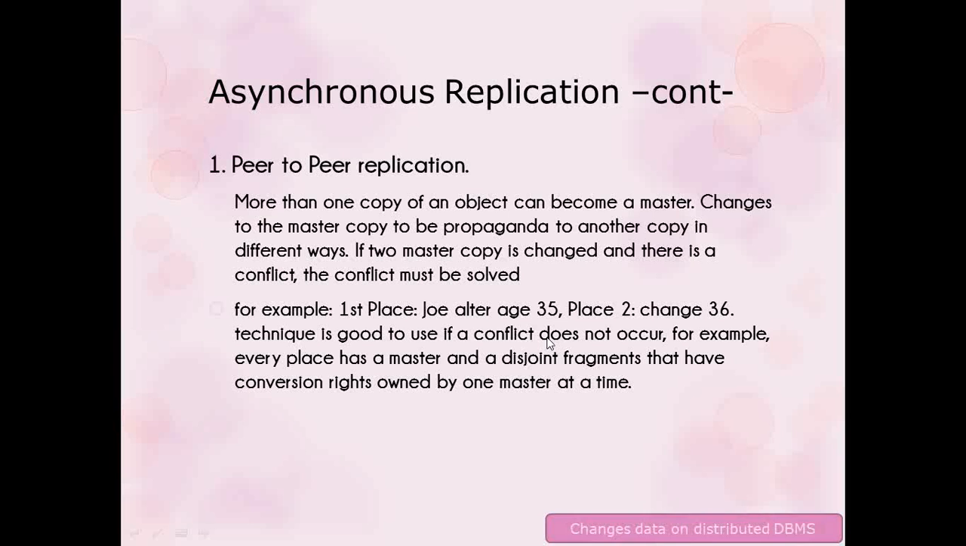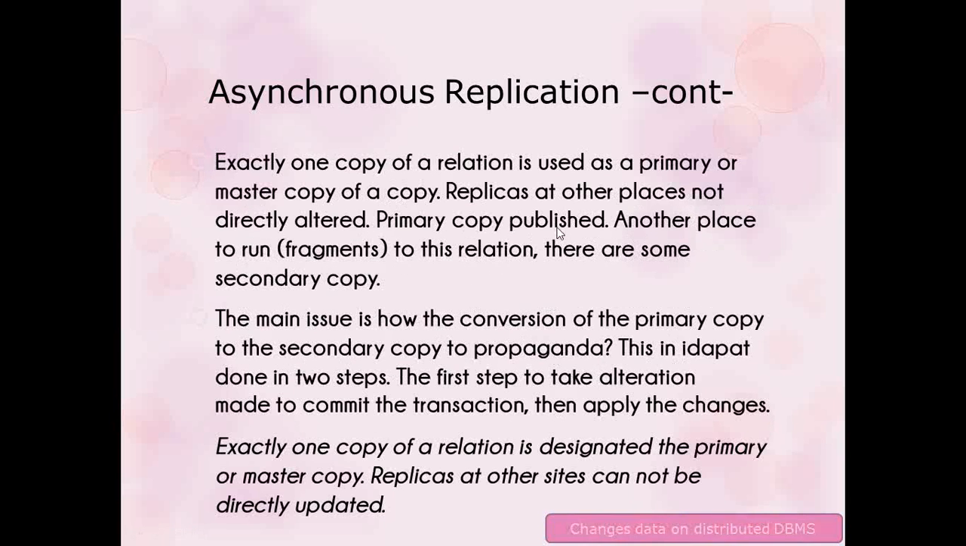For example, every place has a master and disjoint fragments that have conversion rights owned by one master at one time. Exactly one copy of a relation is used as the primary or master copy. Replicas at other places are not directly altered. So the primary copy publishes to other places to run fragments of this relation.